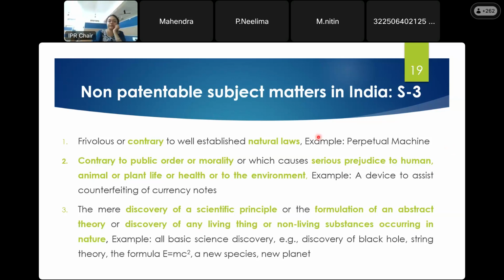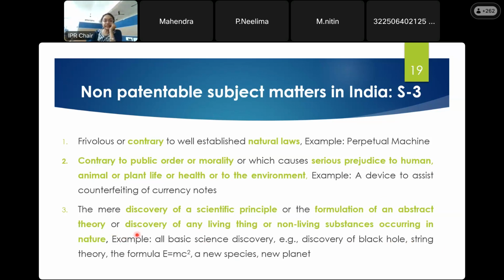Then mere discovery. This line I have told you earlier also: discovery of a scientific principle. For example, E is equal to mc square. Formulation of an abstract theory. For example, discovery of black hole or string theory. String theory is an abstract theory. I hope you guys know about Professor Hawking. So string theory, these things are not patentable. These are for the basic research in the world to go on. You cannot get a patent for those things.